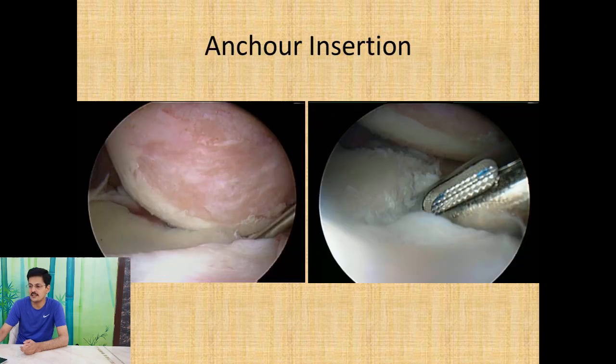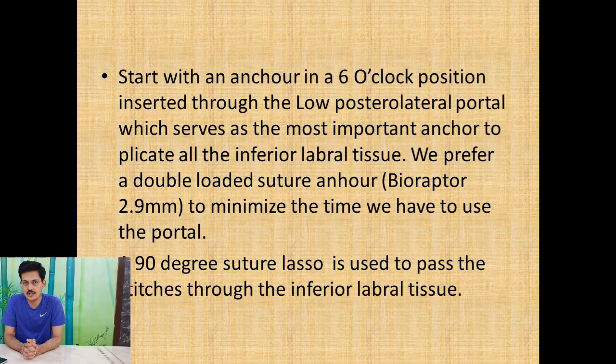Now this is the pre and post-op picture. In the pre-op picture we can see that the humeral head is dislocated out of the glenoid and we are inserting the anchor from the low posterolateral portal. In this technique we place an anchor at the 6 o'clock position through the low posterolateral portal, which serves as the most important anchor to plicate all the inferior labral tissue. We usually prefer a double loaded suture anchor, to minimize the time we have to use the portal.